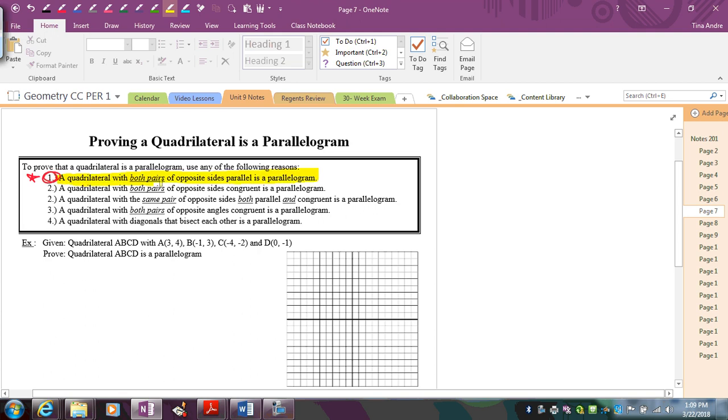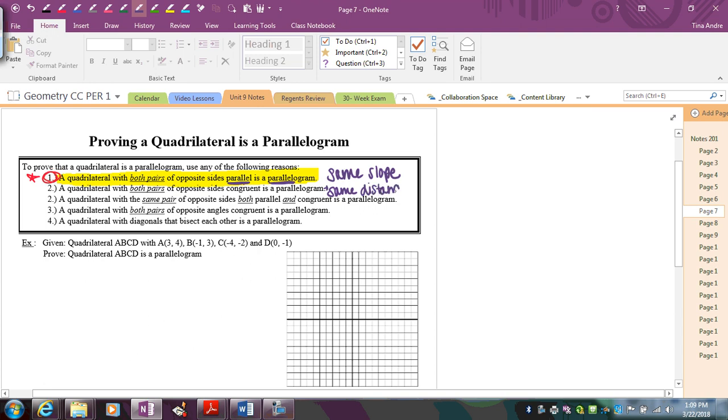Is it the only way? No, but if you think about it, it makes the most sense, because if you're trying to prove that opposite sides are parallel, well, that's going to give you a parallelogram. So what that really means is we need to show same slope. The other option here would be to show that you have both pairs of opposite sides congruent. So that would be same distance. You'd be using the distance formula for that if you were going to do that.